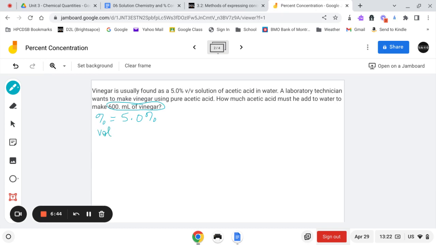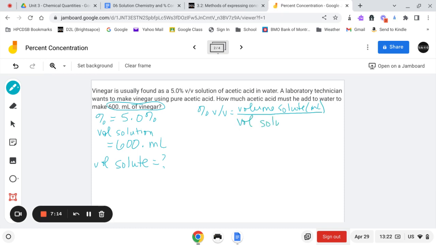And this volume of vinegar, this is my volume of solution. Okay, so I'm just going to write here volume of solution equals 600 milliliters. So we want to know what is the volume of our solute. We don't know what that is. So we're going to set up our formula for percent volume, which is equal to the volume of solute in mils divided by the volume of solution, also in mils, times 100.